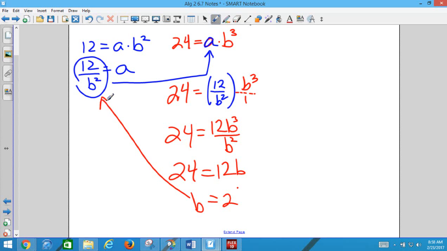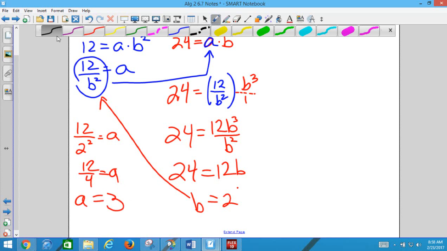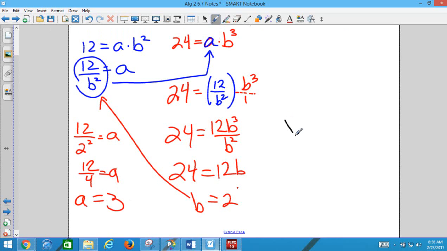I'm going to substitute that back in. I'm going to do 12 over 2 squared is a. So 12 over 4. So a is 3. And then we write our equation once we have a and b. Y equals a times b to the x.